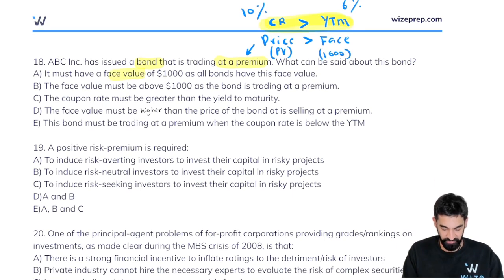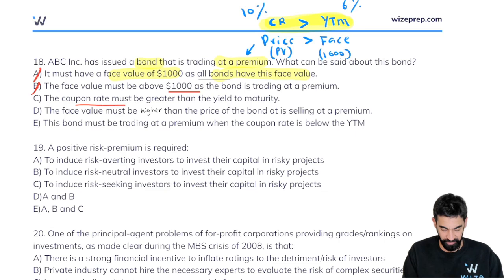A says it must have a face value of 1,000 as all bonds have this face value. No, generally that's a rule of thumb, that's 1,000. But whenever they say all bonds, just be careful, because that's normally when they say always, you might be missing something. So that's false. B, the face value must be above 1,000. No, the price must be above the face value, which could be 1,000, but the face value doesn't have to be above 1,000. So that's wrong.